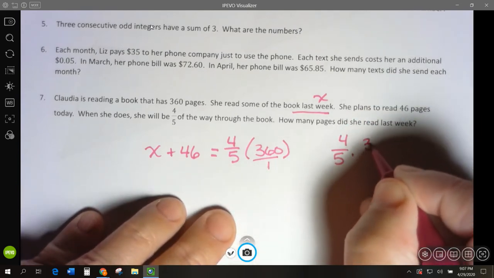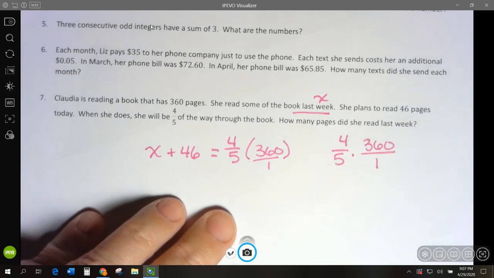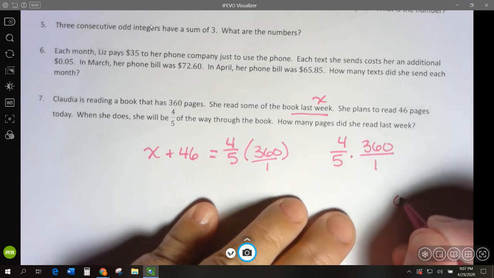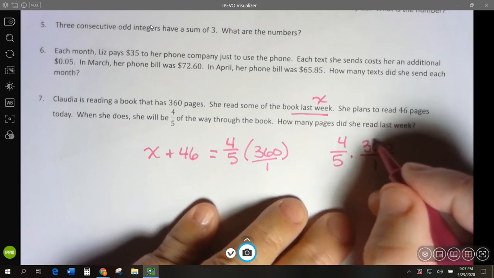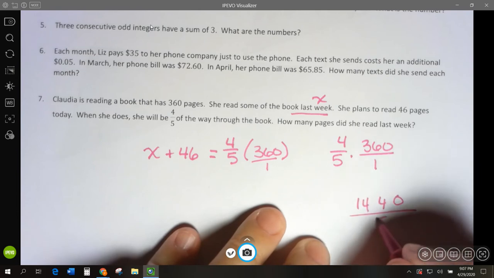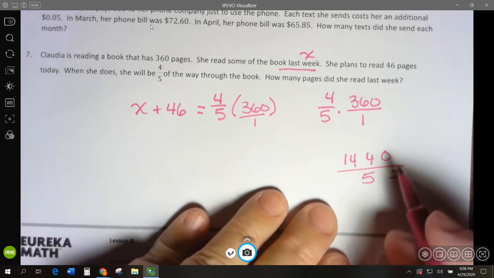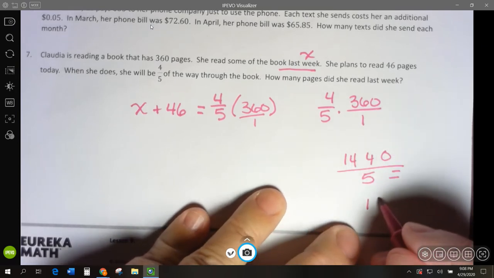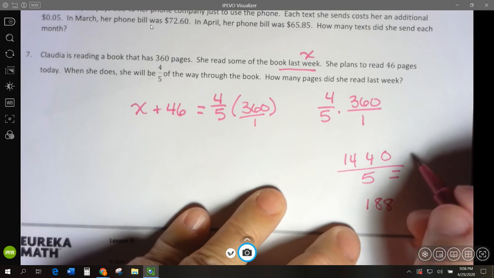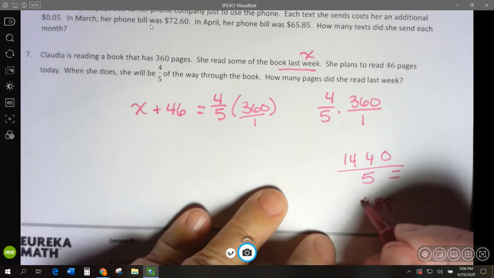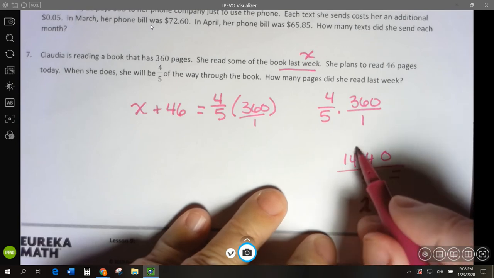4/5 times 360 over 1. That is going to be, let me multiply this, 1440 over 5, and 5 goes into 1440, 288. I'm sorry, 288. 4 goes into that twice.